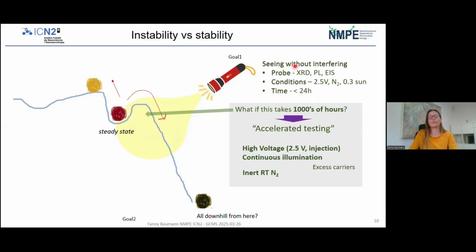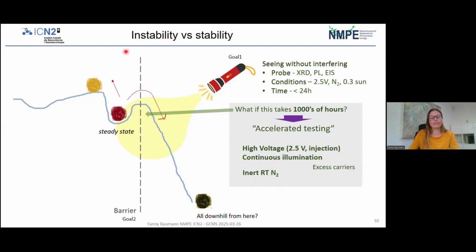In our case, we decided to use X-ray diffraction, photoluminescence, and impedance spectroscopy. And for the conditions, we decided to apply a high forward bias voltage in order to inject carriers into the perovskite layer, and also continuous illumination, so that we get these accelerated conditions inside our perovskite layers of a lot of excess carriers inside the device. And in order to isolate the stressors, we performed experiments in nitrogen room temperature gas flow.